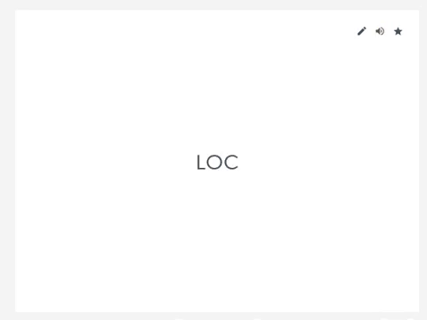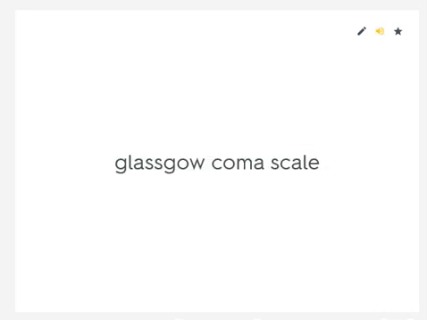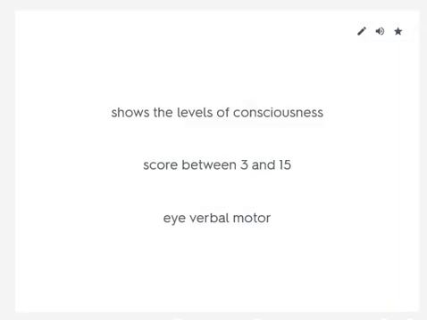LOC: alert, lethargic, falls asleep easily, obtunded, responds to light shaking but confused and slow to respond, stupor, barely responds to painful stimuli, confused and slow to respond, rump, sternum, comatose. Glasgow Coma Scale shows the levels of consciousness, score between 3 and 15. Eye, verbal, motor.